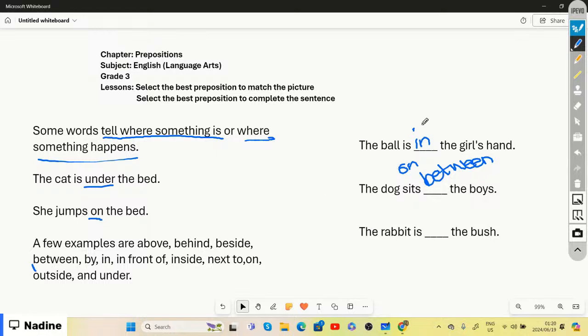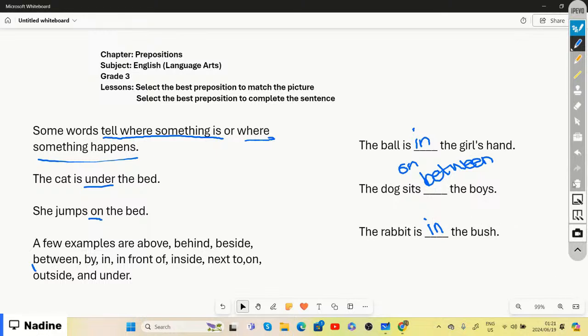All right, so we can say that the rabbit is in the bush. Either in the bush, next to the bush, right? But it is in the bush. So well done. So these words like in, on, between, here's another word, in, these are prepositions, right? And that is why I said if we were to identify a preposition in a sentence, then we only identify the one word that tells us either where something is or that tells us where something happens.